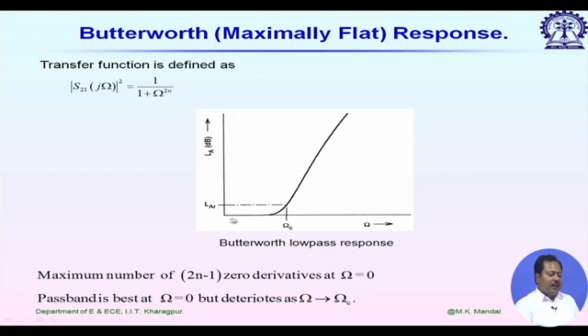So, that means here for a lossless system we have magnitude of S21 equal to 1, and from this point if I increase capital omega, then loss slowly increases, and after omega c, let us call it the cutoff frequency. Omega c is defined where we have a specified loss value LAR. After this, loss increases rapidly. So, this is for a low pass filter. We can design band pass filter by using low pass to band pass filter transformation.